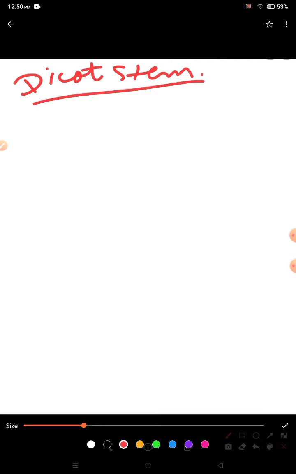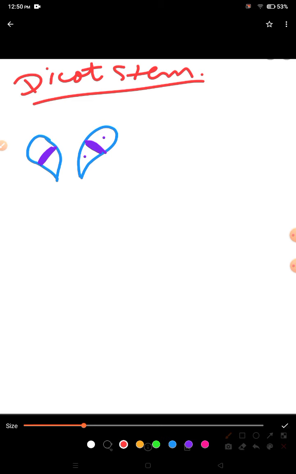In case of dicot stem, there is present vascular bundle. These are the vascular bundles in case of dicot stem. Vascular bundle in dicot stem is open type. It means cambium is present between xylem and phloem. Above the cambium, there is present phloem, and below the cambium, there is present xylem.